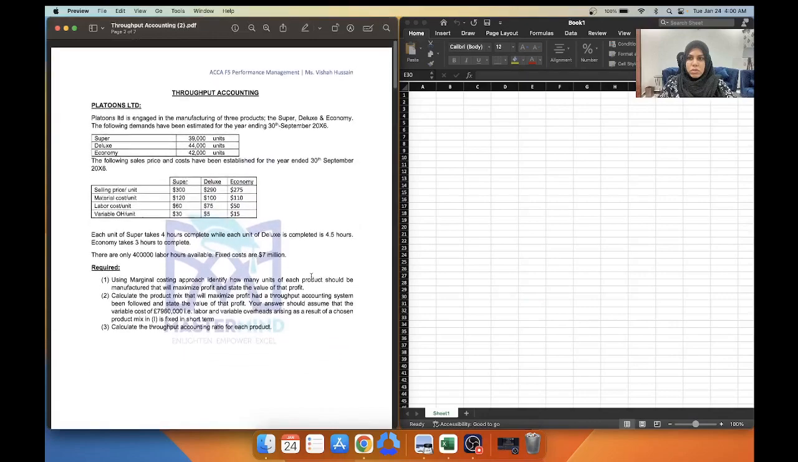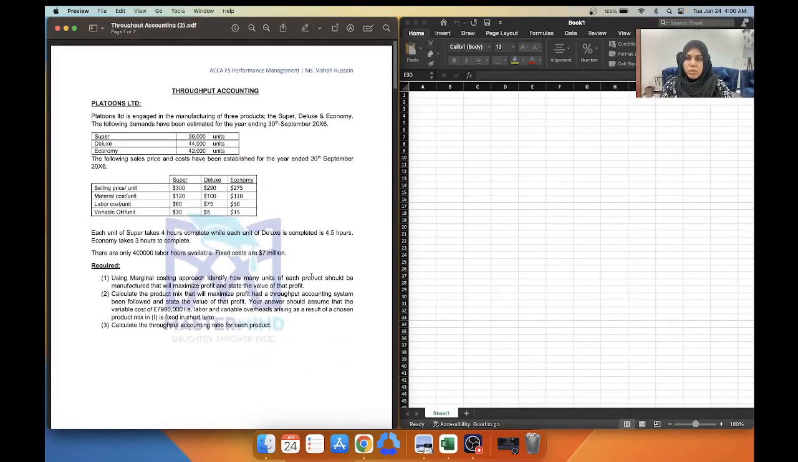So today we need to start off with throughput accounting questions. First question is right on the screen. It says Platoons Limited is engaged in the manufacturing of three products, the Super, Deluxe and Economy. The following demands have been estimated for the year ending 30th September 20x6, and they have given you the units for Super, Deluxe and Economy: 39, 44 and 42,000 respectively.